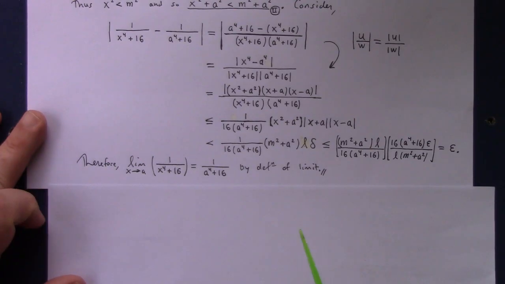Therefore, the limit as x goes to a of 1 over x to the 4th plus 16 is 1 over a squared plus 16 by definition of limit. Oh, I'm glad I didn't say 14th, that'd be worse.